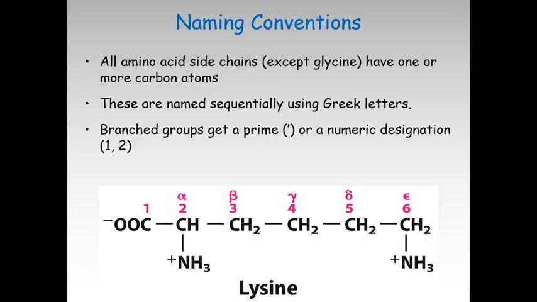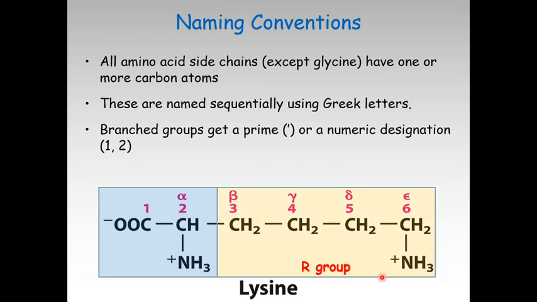Now let's see the naming conventions of these amino acids, right? All amino acid side chains except glycine have one or more carbon atoms. These are named sequentially using Greek letters. Branch groups get a prime or a numeric designation. Now for lysine, as you can see, it's a carboxylate and it's an amine, and this is the alpha carbon. All the subsequent carbons have been designated by the Greek letters. Since this is alpha, this is beta, gamma, delta, and epsilon, right? And this is the R group that we have seen before. If it's a branched chain, you will have additional designation of 1 and 2.